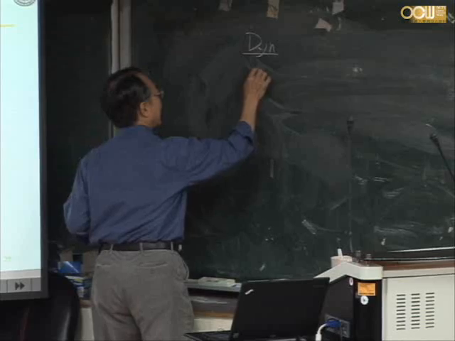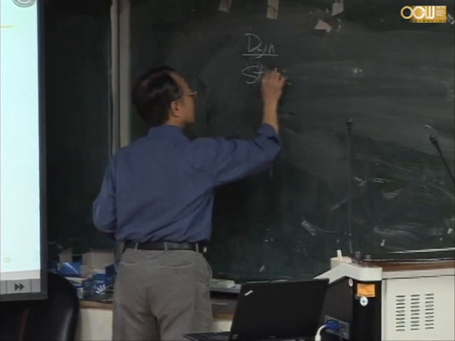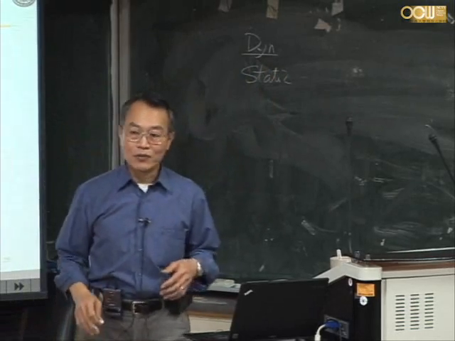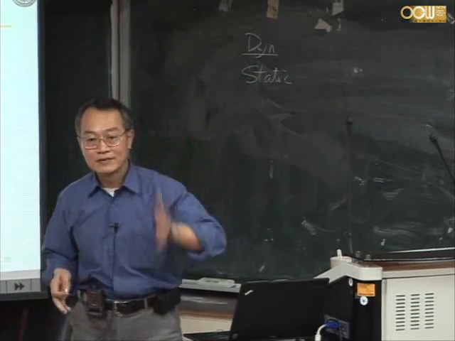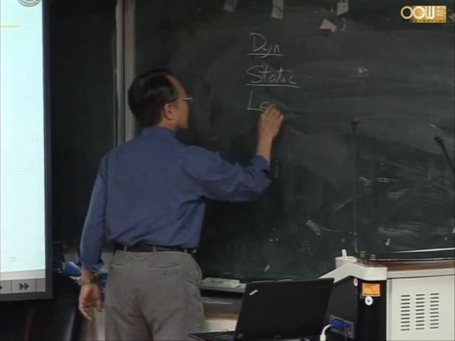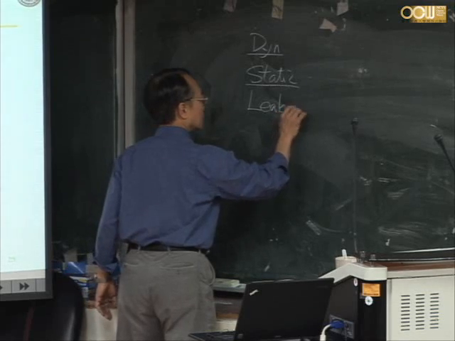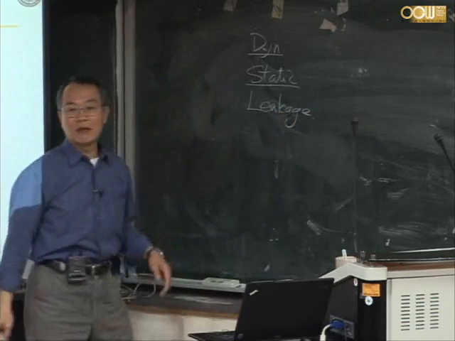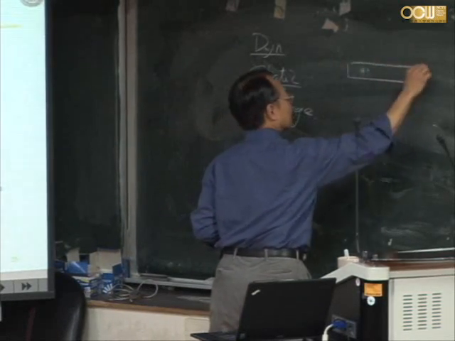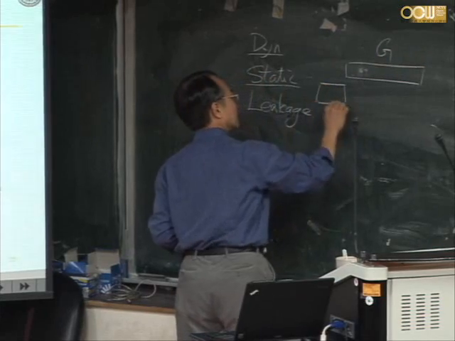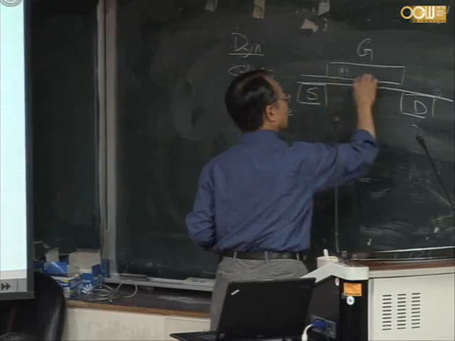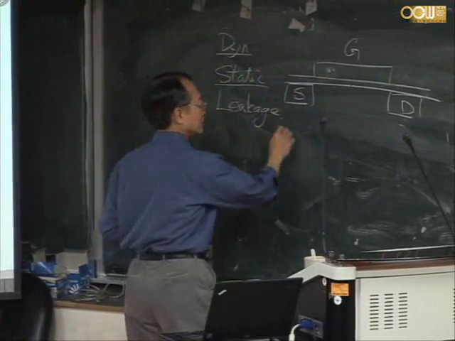The other is static. Static means whatever that current will flow. And the final component is leakage. Leakage power is due to this. I have a transistor. This is the gate. This is the source. This is the drain. This is a MOS circuit. This is the substrate.